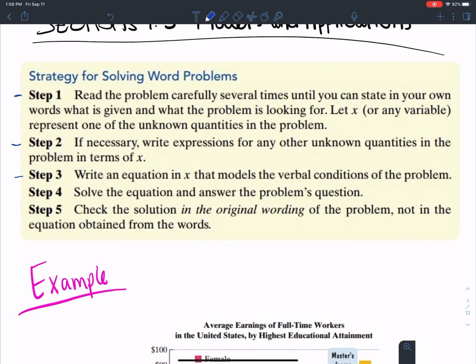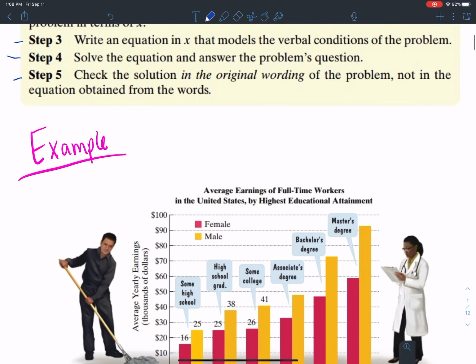Step 4, solve the equation and answer the problem's question. And then step 5, check the solution in the original wording of the problem, not in the equation obtained from the words. So basically when you solve and you get x is equal to something, don't box that in. Go back to your problem and see what it's asking you for and then write your answer in words. So we'll see that in this next example.